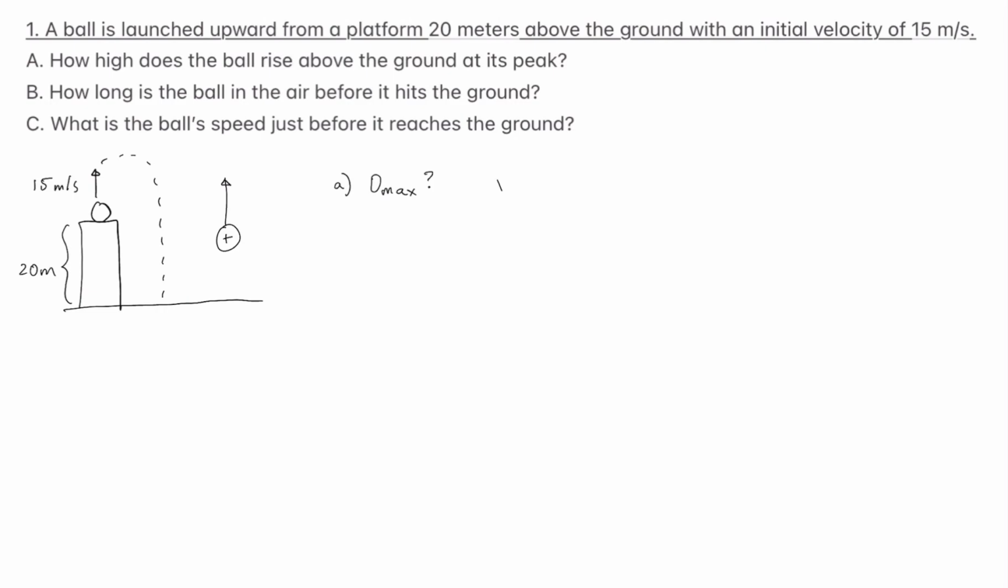For this problem, we're going to use this equation: V squared equals V naught squared plus 2AD. Let's start by isolating displacement. We'll subtract over V naught squared and then divide by 2A on both sides.